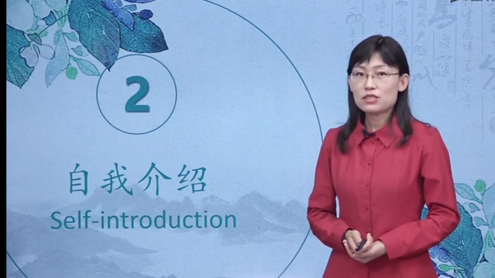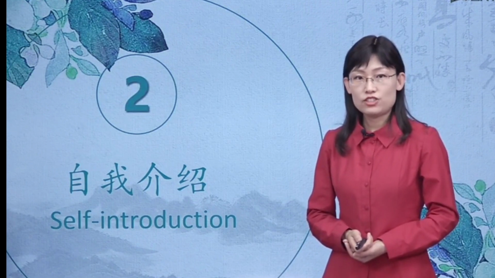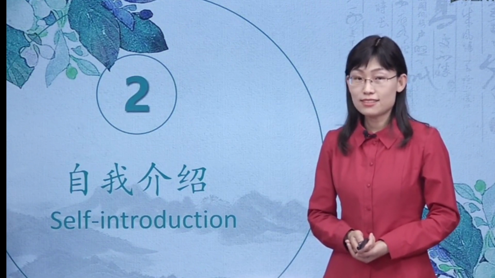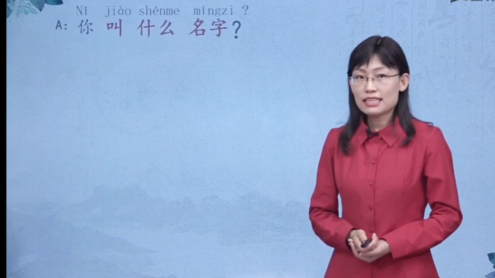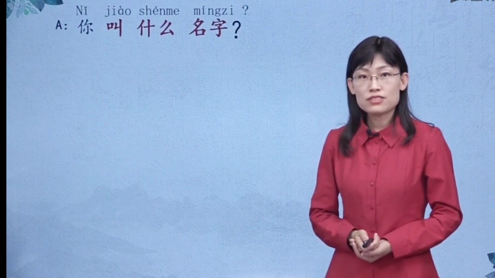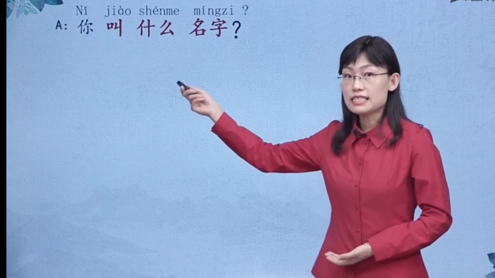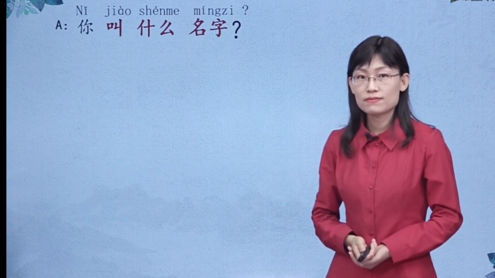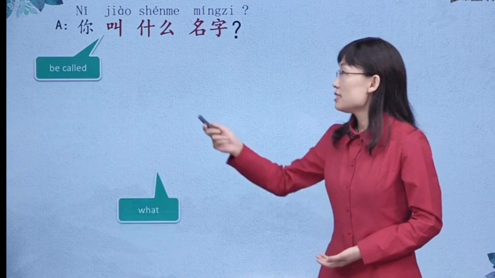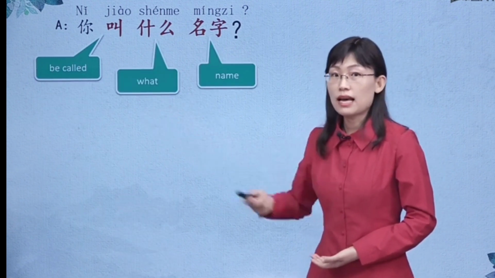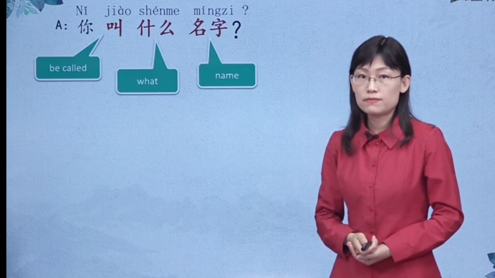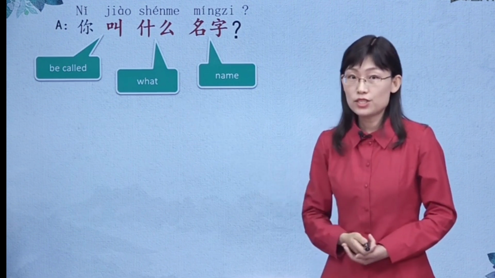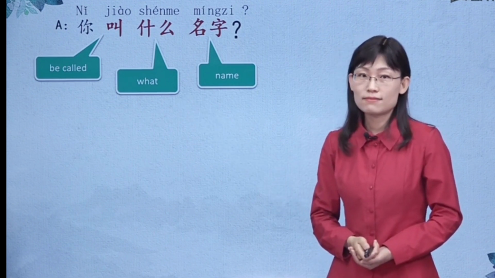Okay, in this part, we are going to learn how to ask each other's names and how to give answers. In Chinese, when you want to ask somebody's name, you may say 你叫什么名字, which means what is your name? In this sentence, 叫 means be called, and it functions as a verb. 什么 is a question word, which means what.